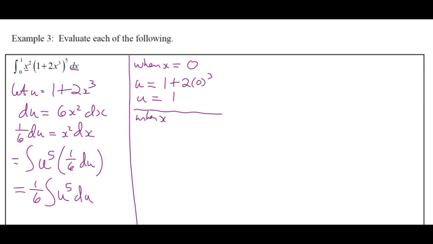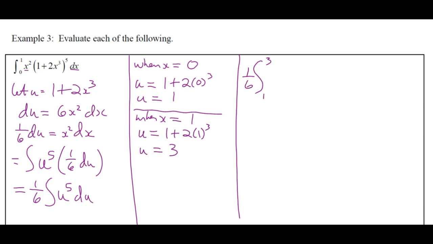When x is equal to 1, I figured out my lower bound of integration was x equals 0 or u equals 1. To x equals 1, or u is equal to 3. So now, what we can do is this. We could do the definite integral from 1 to 3 of 1/6 u to the 5th du. Now, u to the 5th du is going to be much simpler than working out the x.